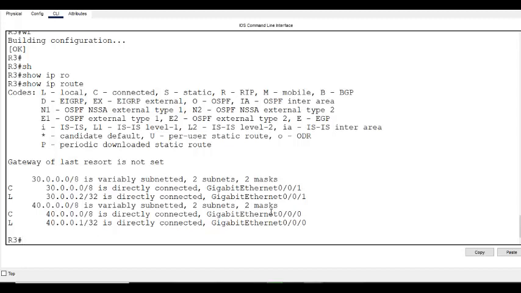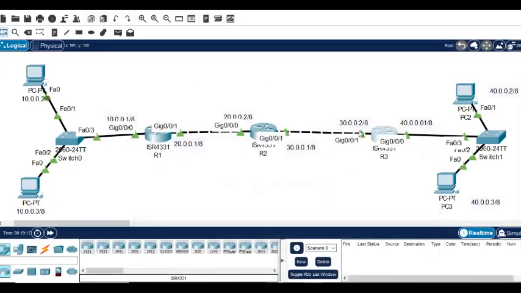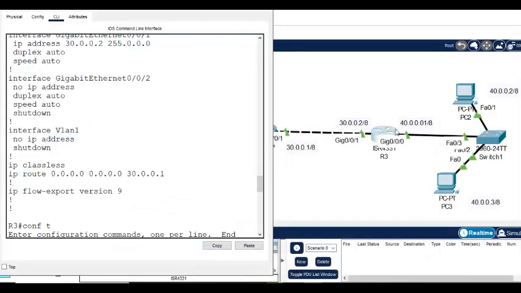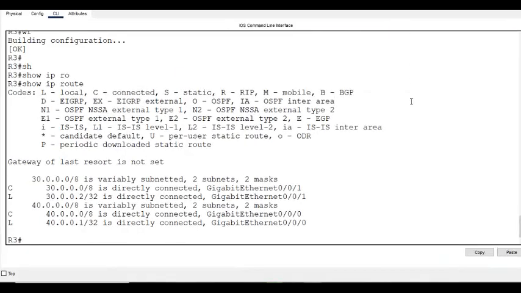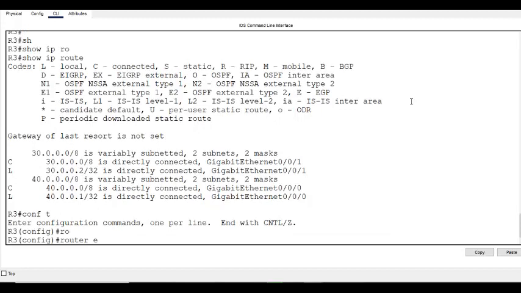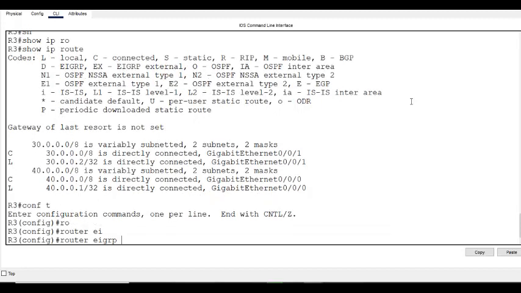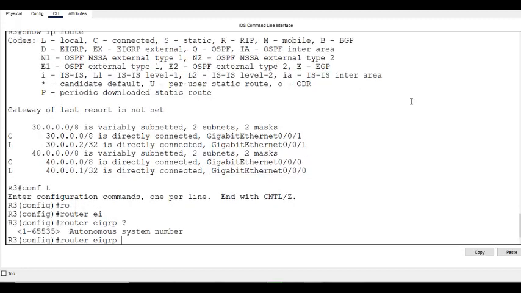Config t, router EIGRP, give any number as an autonomous system number between 1 to 65535. After you give, make sure you give the same number on the other routers. I'm going to say 1000. Next, I'm going to say network 30, which is in this router, and network 40.